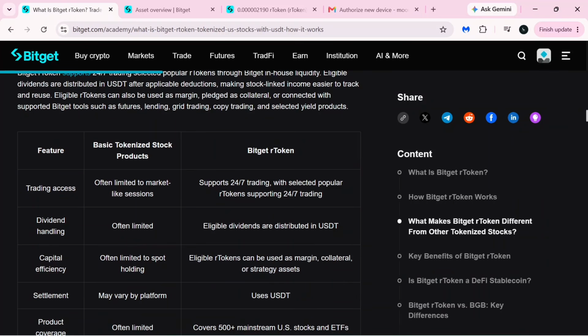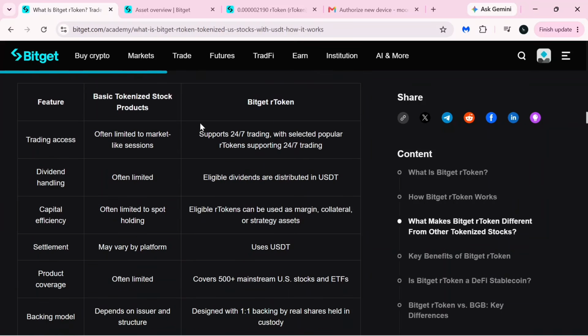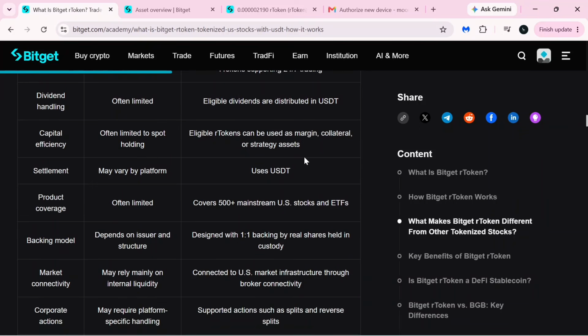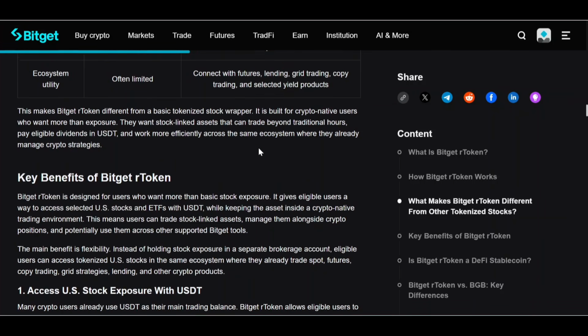And as you scroll down here, you can look a little bit at some of the features. Again, with basic tokenized stock products, you have the issue of often being limited to market-like sessions, whereas Bitget is 24/7 trading, with selected popular rTokens supporting 24/7 trading. And you see here that it's designed with one-to-one backing by real shares held in custody. Okay. And yeah, so let's just scroll down here.